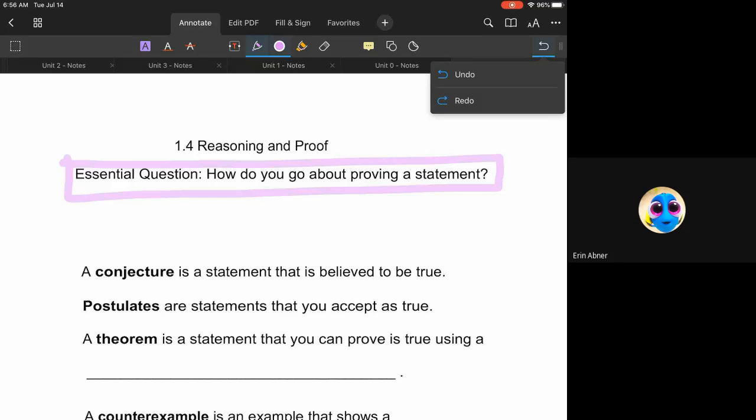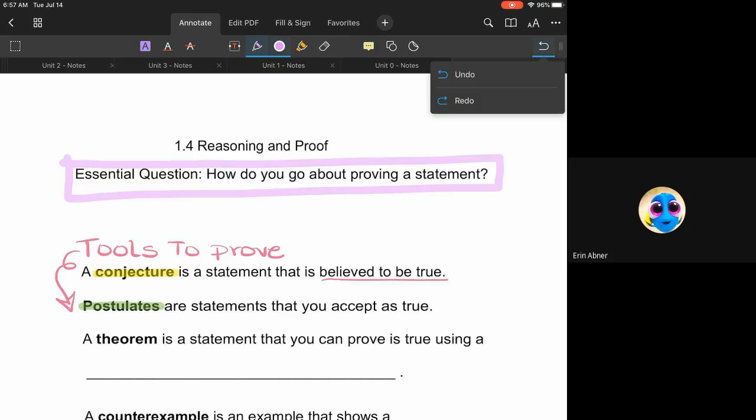So let's go ahead and look at the first part of our tools to prove. That's going to be this whole section of things that we're going to go over right now. The first thing we're going to look at is a conjecture. A conjecture is a statement that is believed to be true. So just solely because it's there, we're going to take it as truth and operate as such. Because it's a conjecture, we're going to believe that that statement is true.